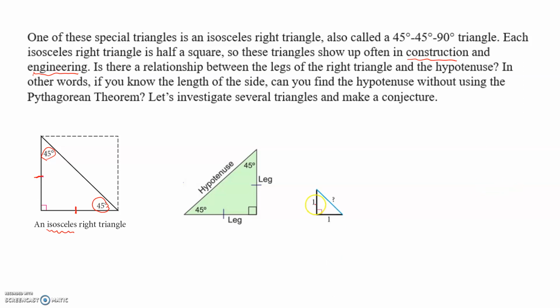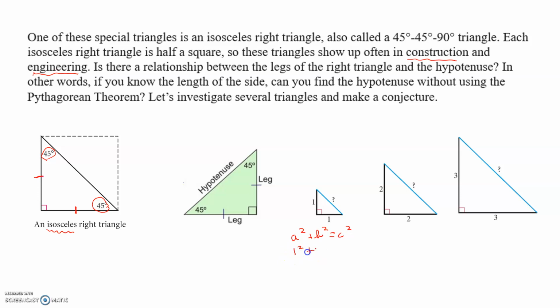So an example would be a triangle that has legs that are 1 and 1, legs that are 2 and 2, legs that are 3 and 3. And in each of these cases, there's a question mark on the hypotenuse. So let's see if I can find that. Since it's a right triangle, I can use the Pythagorean theorem. a squared plus b squared is equal to c squared. 1 squared plus 1 squared is equal to c squared. So 1 plus 1 is equal to c squared. So 2 is equal to c squared. So if I take the square root of both sides, c is equal to the square root of 2. So this side is the square root of 2.